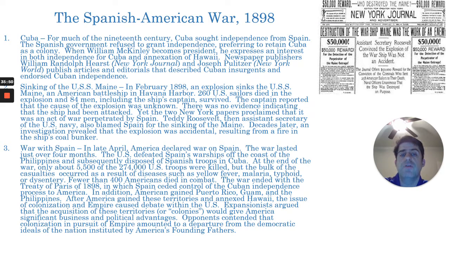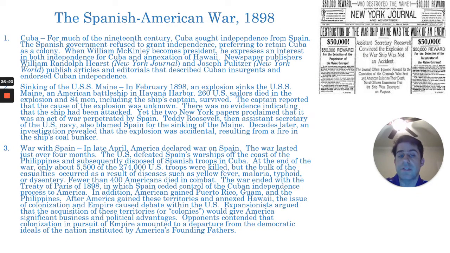Teddy Roosevelt, who at this point was serving as the Assistant Secretary of the U.S. Navy under the McKinley administration, also publicly blamed Spain for the sinking of the Maine, even though there was no evidence to support this assertion. There was a comprehensive investigation much, much later. In fact, it was in the 1970s, so 90 years after the fact.